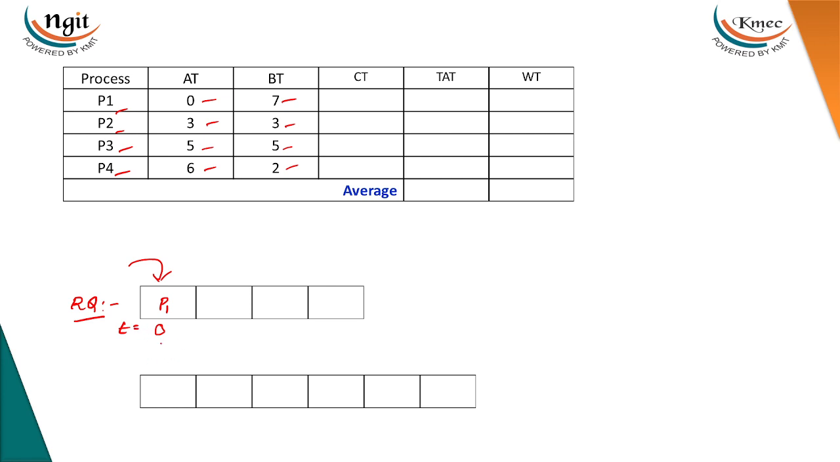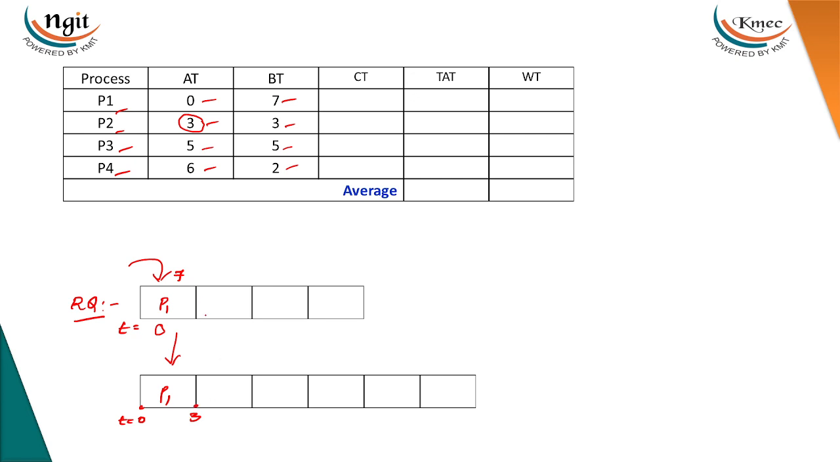Regardless of how much burst time it has, we need to load it onto the CPU because there is only one process. So at t equal to 0, P1 came to the ready queue, and P1 continues to execute until a new process arrives. The new process arrives at time t equal to 3, so it will execute up to 3.